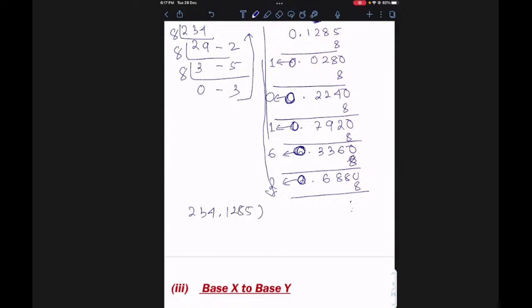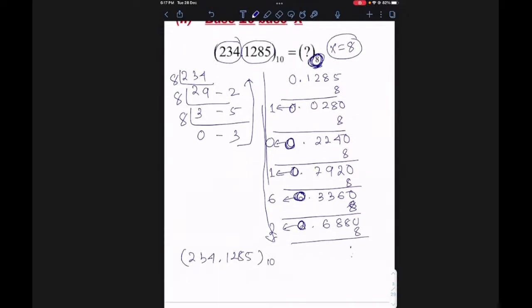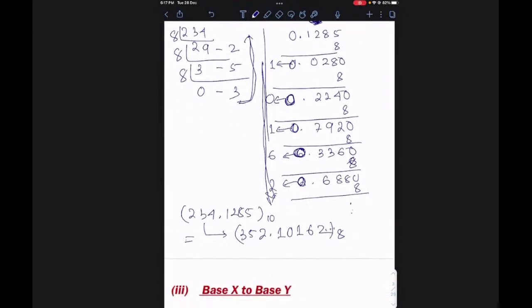This 234.1285, okay, which is in base, how much? 10. So this 234 corresponds to 352, and this 1285 corresponds to 10162. What is the base? Base is 8. So this is how we deal with this. 352.10162... So it is still continuing, right? We haven't got 0000. If we got 0000, that would have been the end. Otherwise, you have to continue this way. So this is your question number 2.